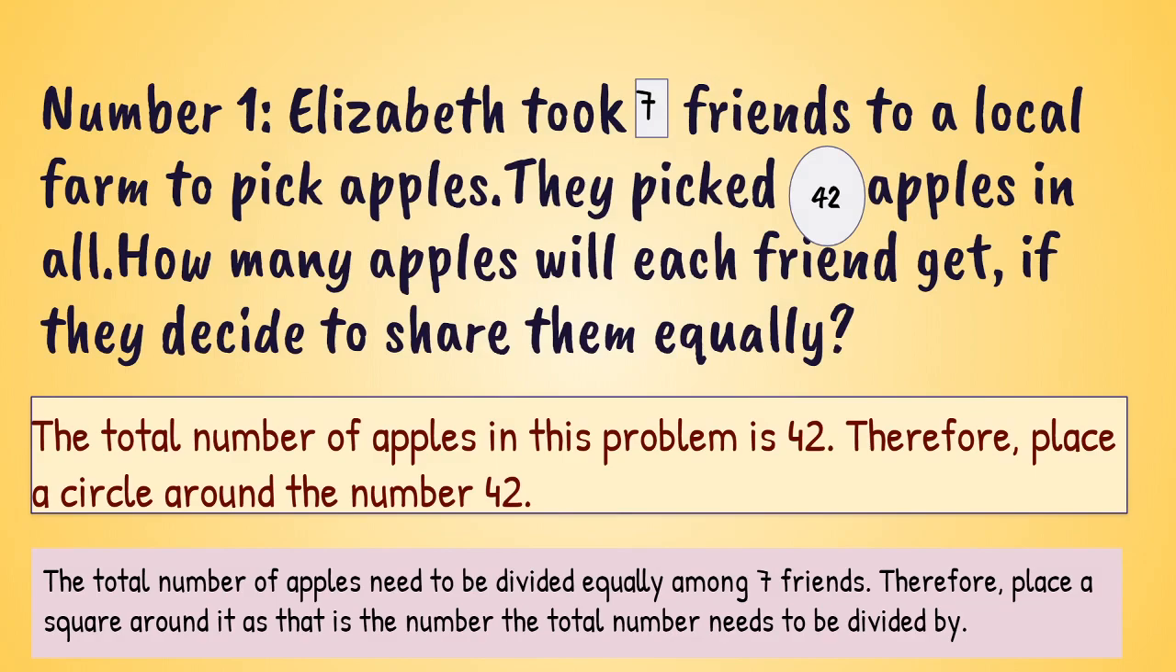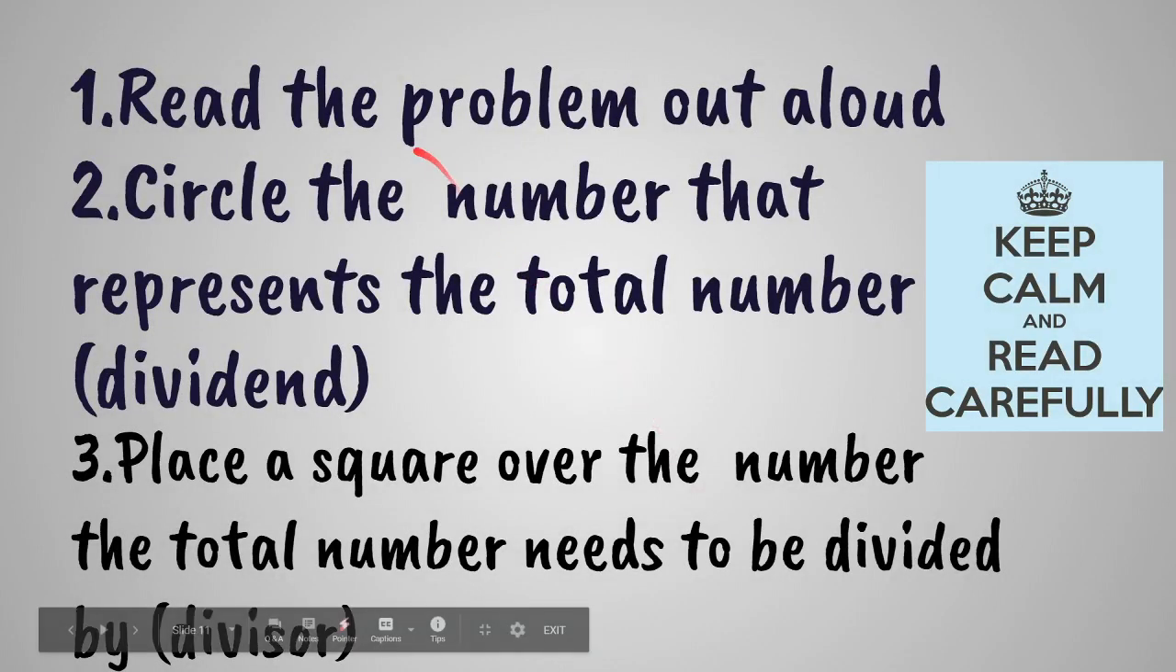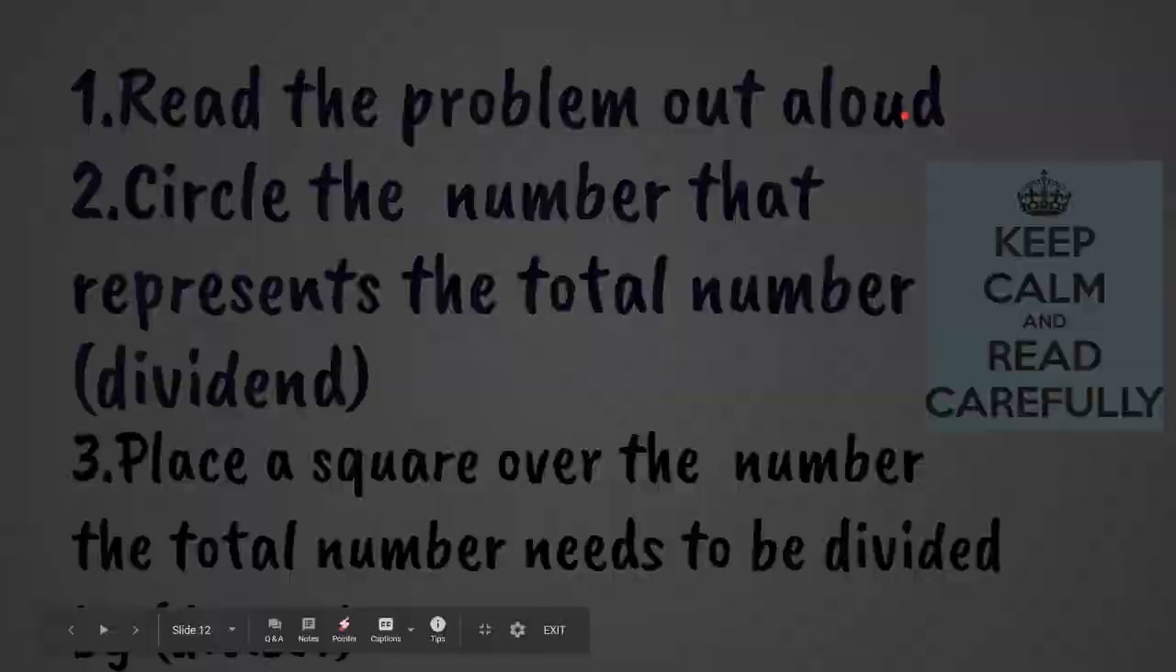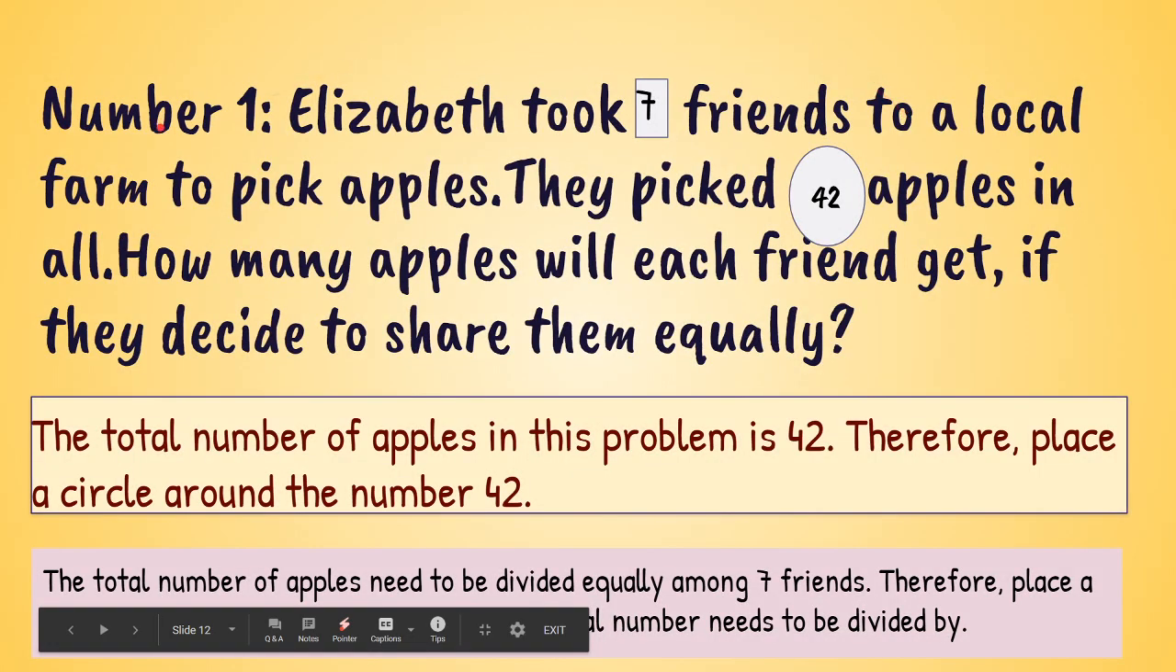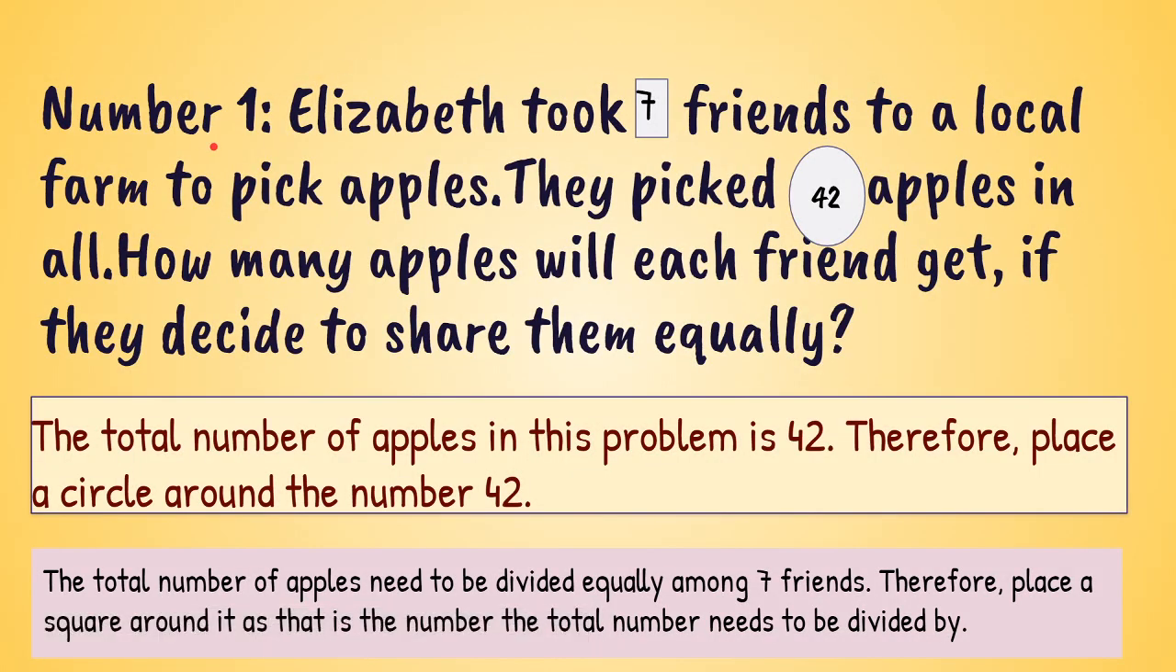Okay, we're going to apply the same thing. So remember, first step, read the problem out aloud. We are going to follow that right now. Okay, so number 1. Elizabeth took 7 friends to a local farm to pick apples. They picked 42 apples in all. How many apples will each friend get if they decide to share them equally?